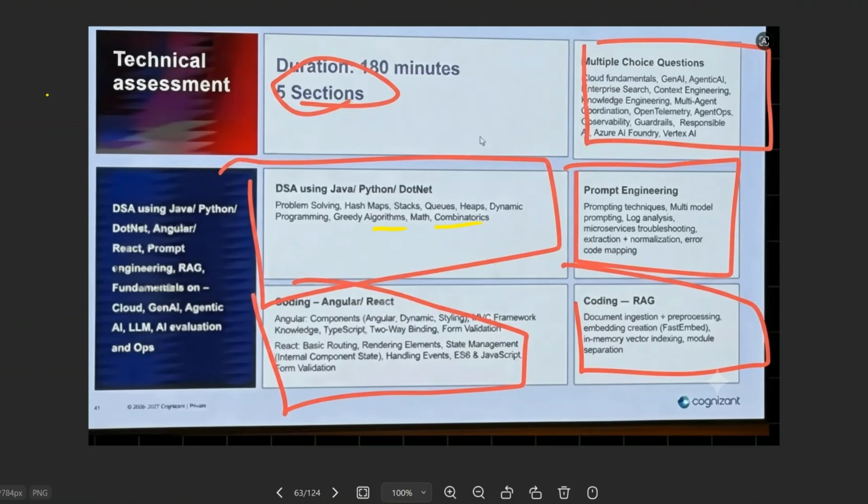Then you'll have the coding of Angular or React questions. Earlier candidates had HTML, CSS, JavaScript questions; this year they have introduced Angular or React coding questions. It's almost similar to HTML, CSS, JavaScript, but the coding language is changed. Then coding the RAG, that is document ingestion, pre-processing, embedding creation, and also prompt engineering. These are all you have to face in the technical assessment.